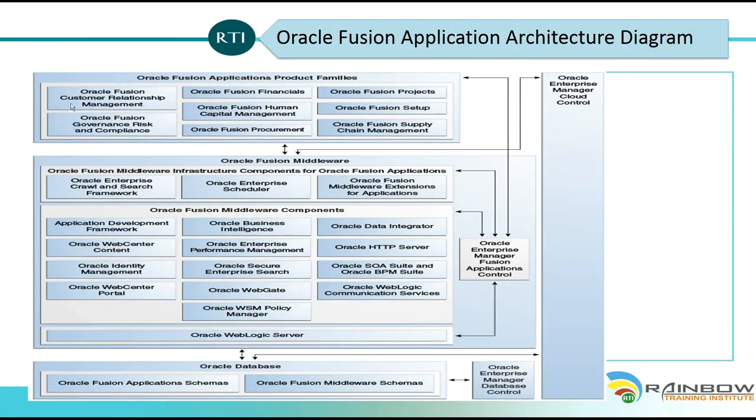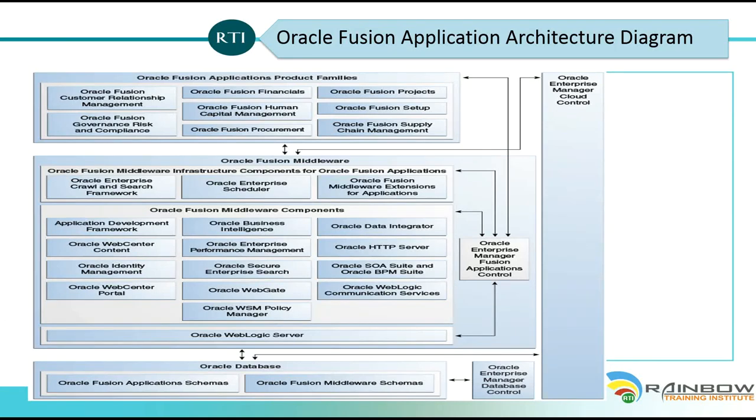And Fusion Procurement, which actually maintains the purchase orders, requisitions, supply negotiations. All this can be handled in Oracle Fusion Procurement. And Oracle Fusion Projects, which includes how to plan the budgets, forecasts, collection costs, bill customers, and all other stuff.